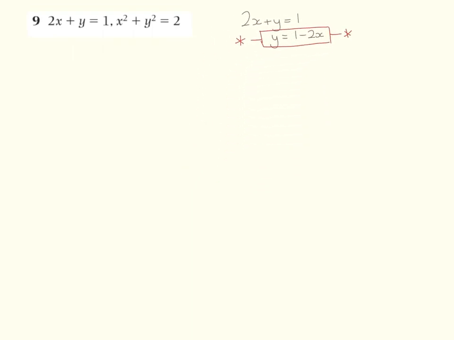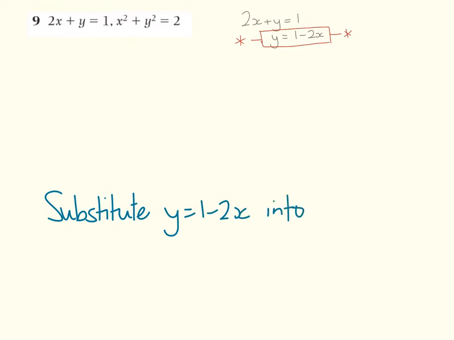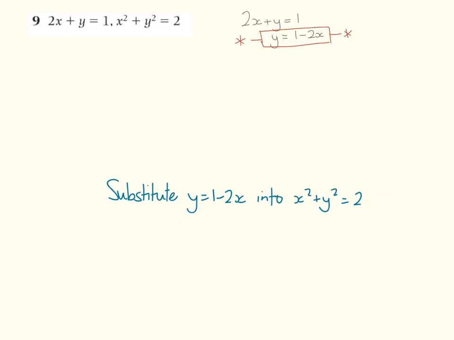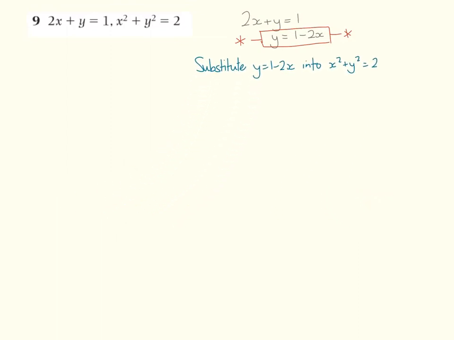So now I'm going to take the non-linear expression, x squared plus y squared equals 2, and I'm going to substitute y equals 1 minus 2x. It's a good idea to give these little statements like I've written there, so you are conveying to whoever's reading your work what you're doing, and it also makes you think about the next steps. It's a useful thing to do. So we're going to substitute y equals 1 minus 2x into x squared plus y squared equals 2.